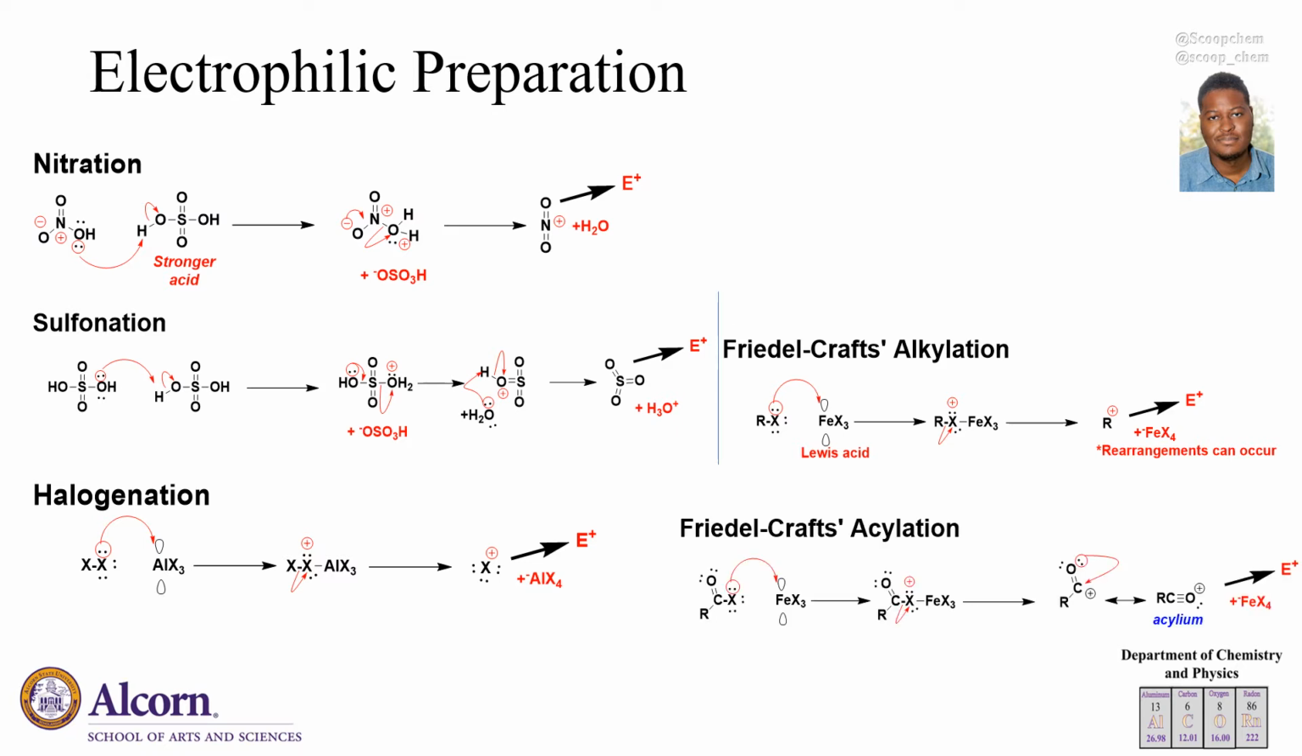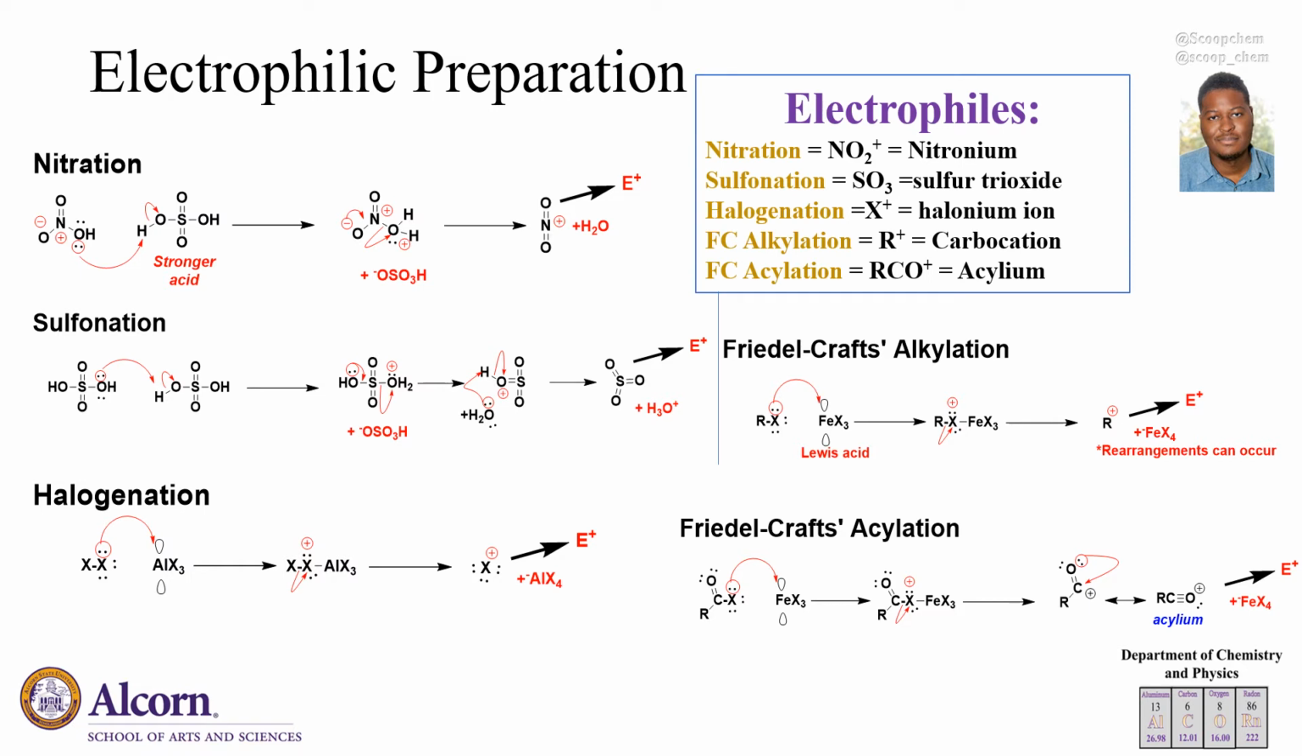Lastly, in Friedel-Crafts acylation, the halide from the acid halide is going to donate into the Lewis acid. Again, that's going to cause the bond between carbon and halide to break, kicking off a metal tetrahalide species and an acylium cation. I've drawn the two resonance structures out for the acylium cation, and that is the reactive electrophile for Friedel-Crafts acylation.